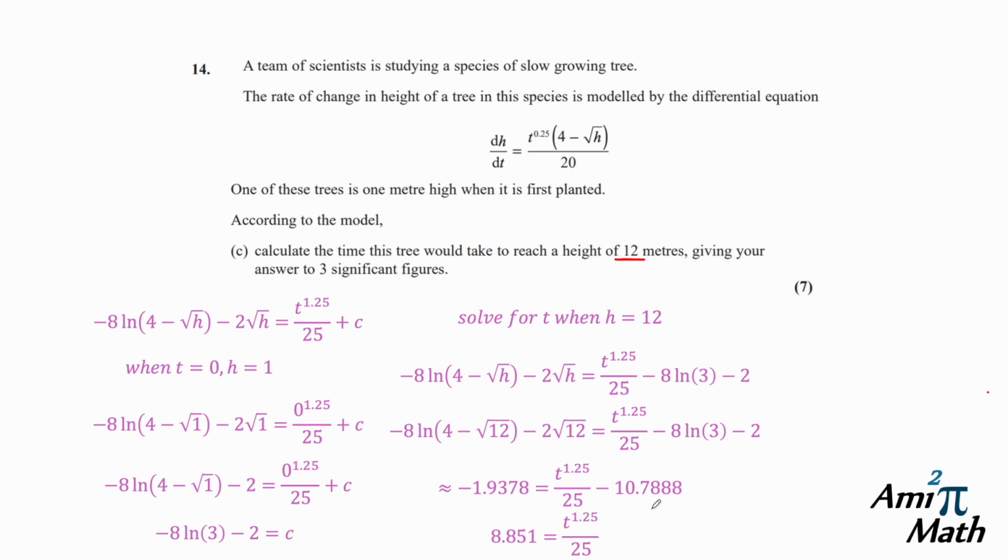Multiply each side by 25. And you get t to the power of 1.25 equals 221.275. And then if you take the 1.25th root using your calculator for 221.275, you get t equals 75.2 years. And that is it.